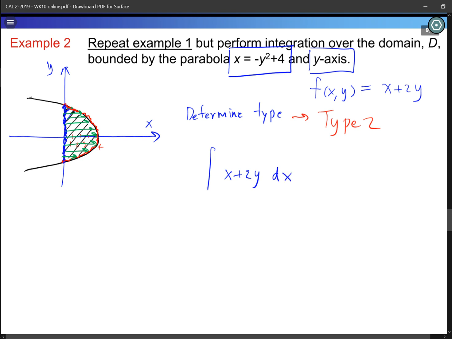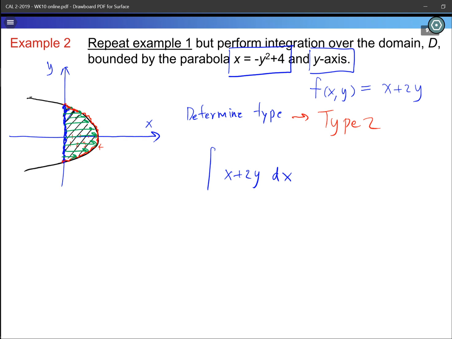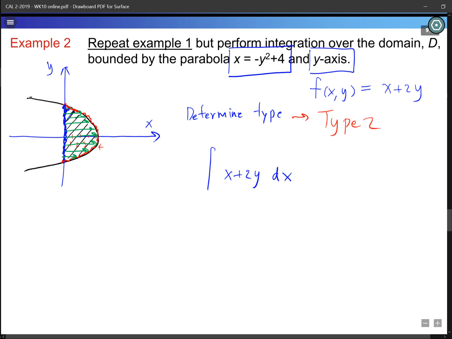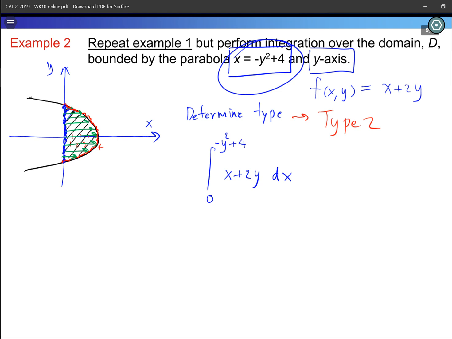Now, when it comes to type 2, we need to specify the left-hand function and the right-hand function. The left-hand function, we know that is the y-axis, and that is x equal to 0. The right-hand function is this parabola. So we know it ends at this parabola on the side, that is minus y plus 4. Okay, so now the boundaries for the x is done.